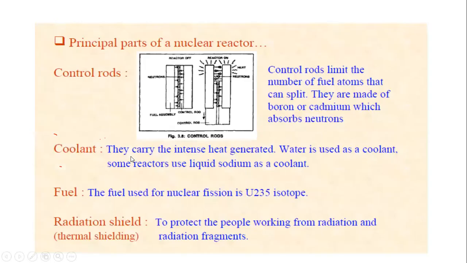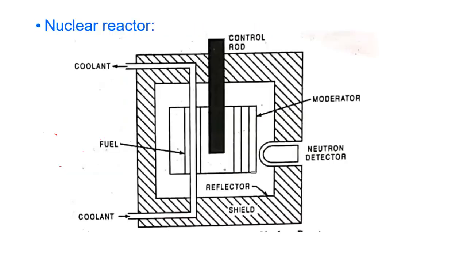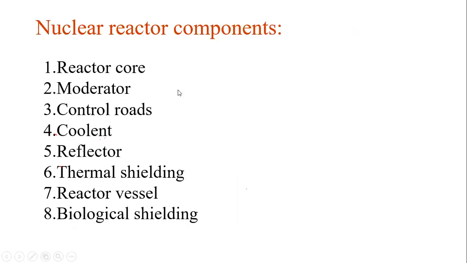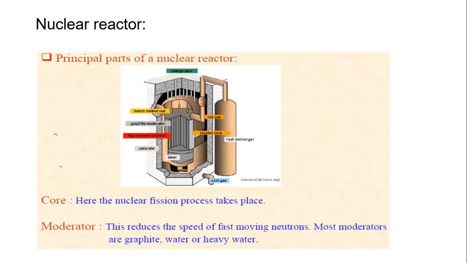This is the nuclear reactor diagram and the various components in a nuclear reactor. The nuclear reactor is the heart of the nuclear power plant. In the nuclear reactor, the complete nuclear fission process takes place, that is, the total chain reaction is obtained in the reactor.